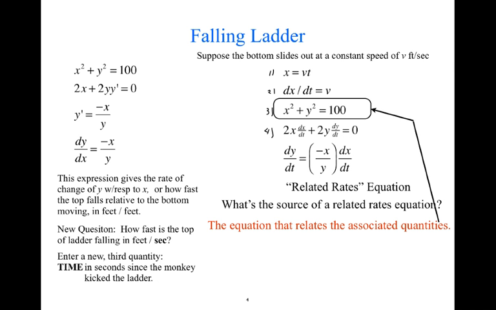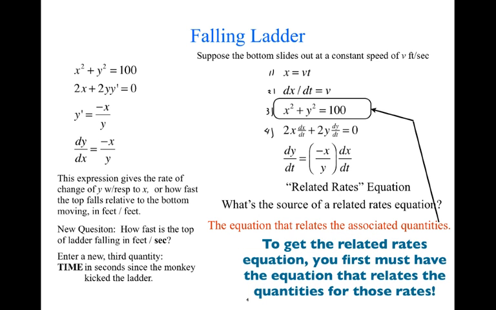The equation that related the original quantities, right? So we had dy/dt, whose accumulation quantity is y, and dx/dt, whose accumulation quantity is x. So the related rates equation came from the relationship of y and x, the accumulation quantities for which we have the rates. So this is the key. To get the related rates equation, you first have to have the equation that relates the quantities for those rates, the one that I put a circle around.